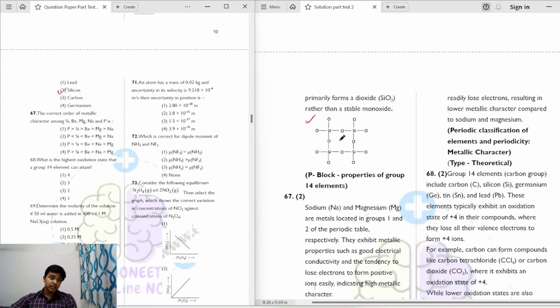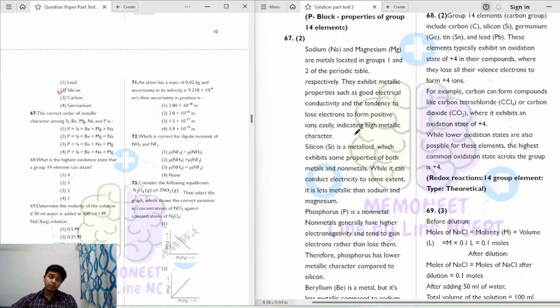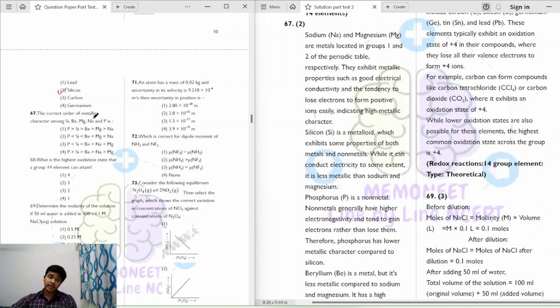The question says the correct order of metallic character among silicon, beryllium, magnesium, sodium, and phosphorus is, right? So we have to find out the correct order of metallic character. So if we take a look at the compounds, we have silicon. Silicon is a p block element. Beryllium, magnesium, and sodium are s block elements, and phosphorus is also a p block element. So first of all, metallic character will be highest in the s block elements, and among beryllium, magnesium, and sodium, sodium is in the group 1, right? So sodium will be the strongest metal here, right?